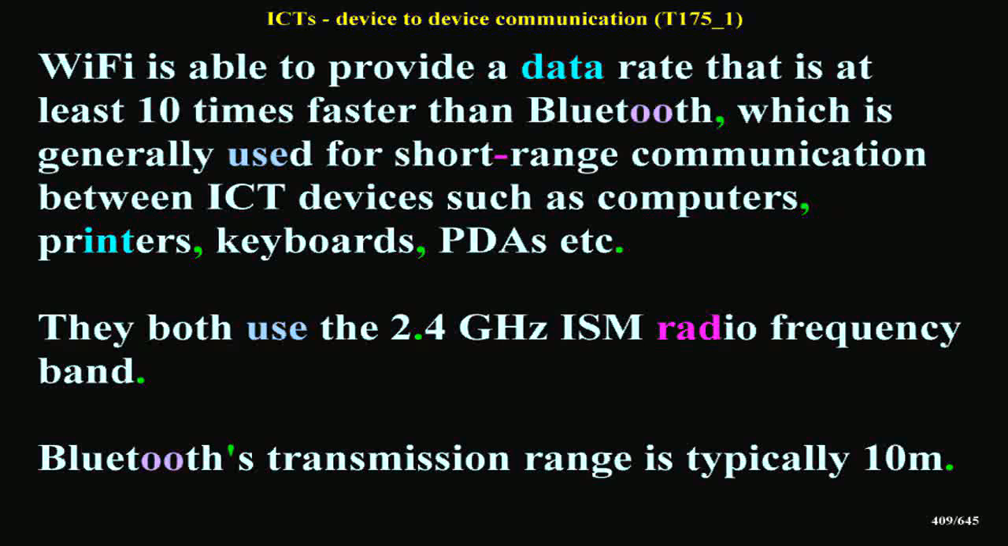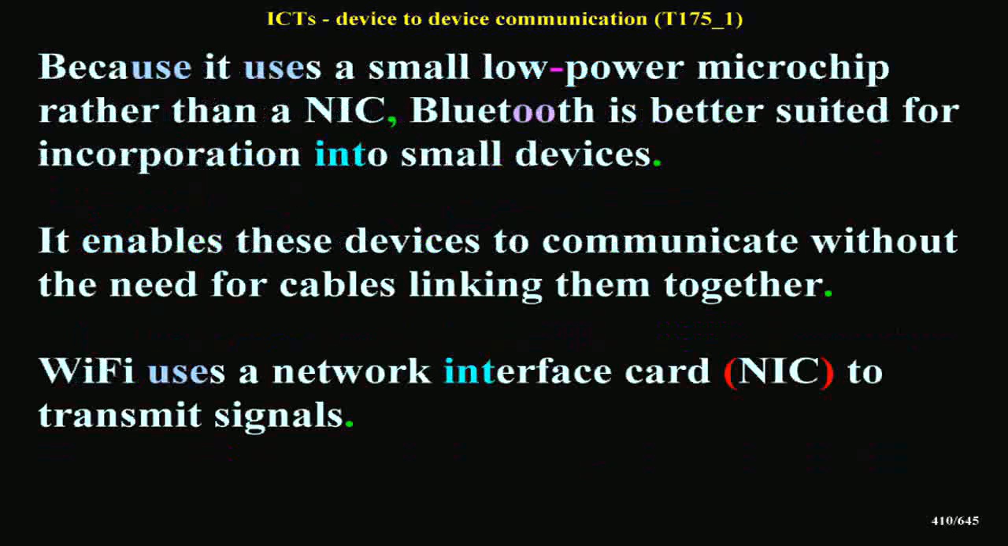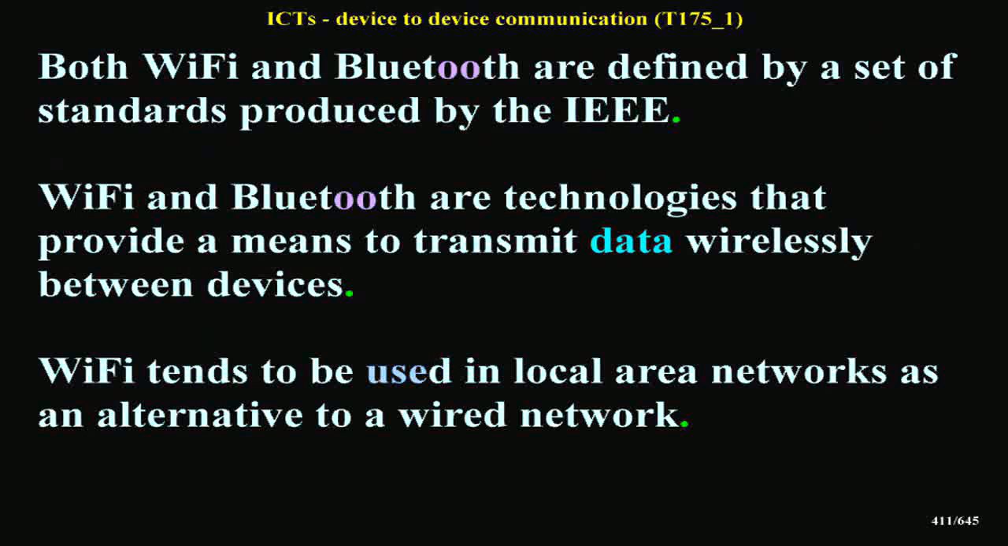They both use the 2.4 GHz ISM radio frequency band. Bluetooth's transmission range is typically 10 m. Because it uses a small low-power microchip rather than an IC, Bluetooth is better suited for incorporation into small devices. It enables these devices to communicate without the need for cables linking them together. Wi-Fi uses a network interface card, NIC, to transmit signals. Both Wi-Fi and Bluetooth are defined by a set of standards produced by the IEEE.